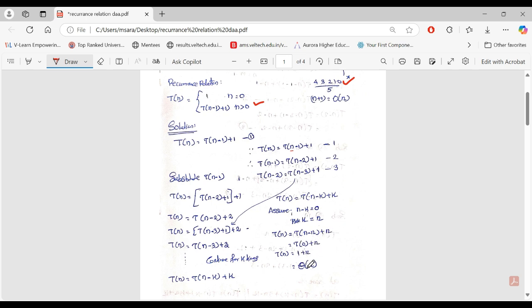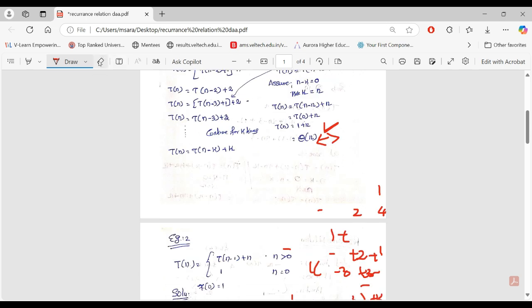So we got the complexity as big O of n. That means the time complexity is of the order of n. We can find the answer for that: the value equals order of n. This is also computed from the recurrence relation, and also from the tree method. Both are equal.